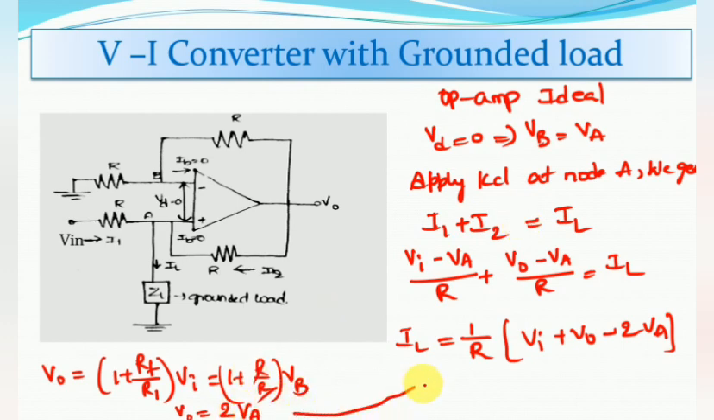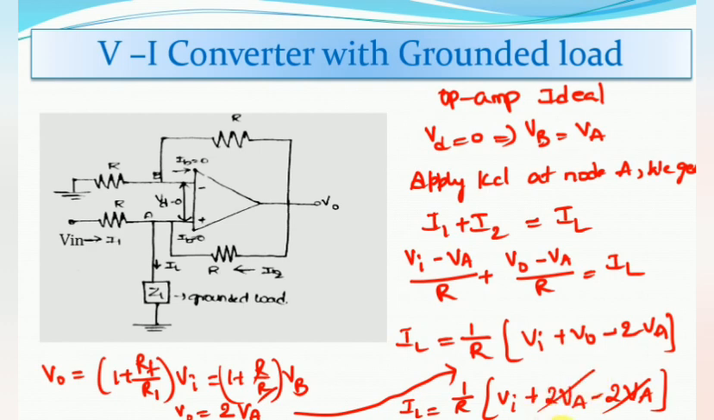Now simply substitute this value in this expression. We will get IL is equal to 1 by R into (VI plus V0, which is 2VA, minus 2VA). Now plus 2VA and minus 2VA will get cancelled. So finally the value of IL is equal to VI by R. Same expression we derived for the grounded load and also for the floating load.